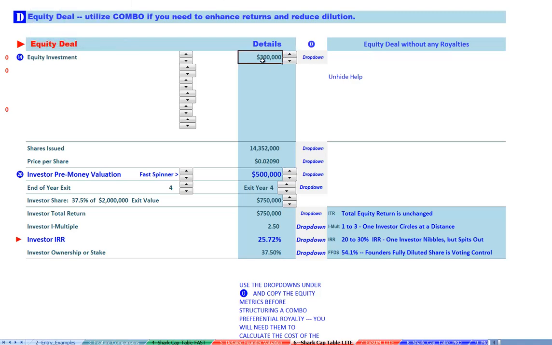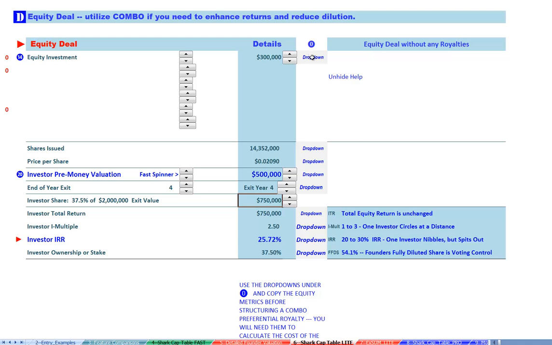Let's review the deal. Let's look at the details of the equity deal that we have already set. $300,000 is the equity investment. By virtue of a $500,000 investor pre-money value, the model has calculated a price per share of a little over 2 cents, which generates 14 million shares. The exit has been set at 4 years, and based upon a $2 million exit value, the 37.5% that the investor owns, by again virtue of this pre-money valuation, generates $750,000. 37.5% of 2 million is $750,000.